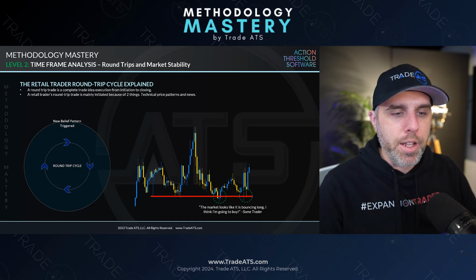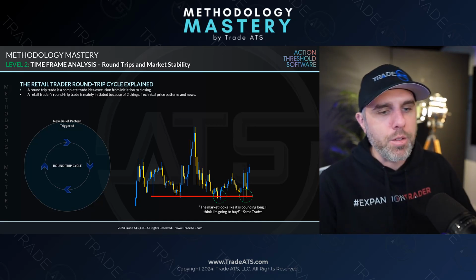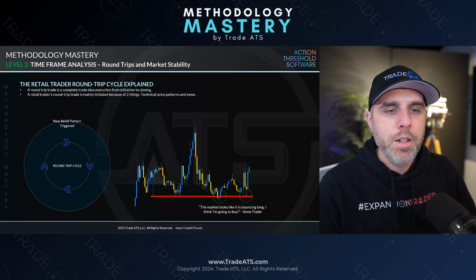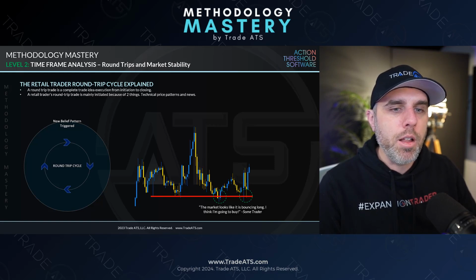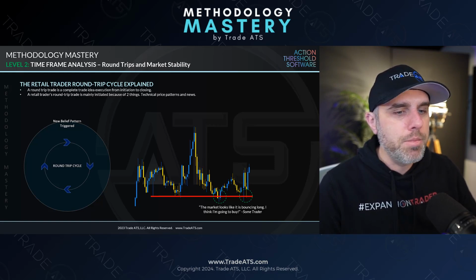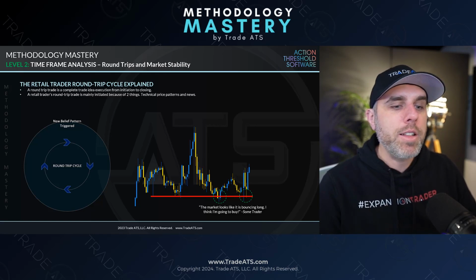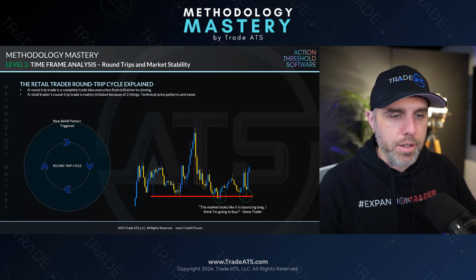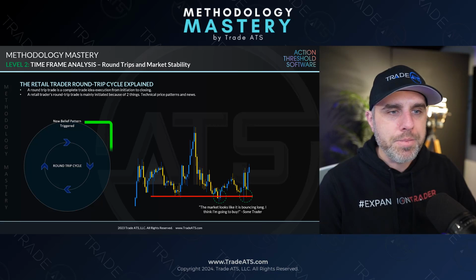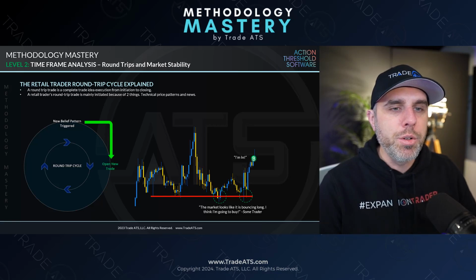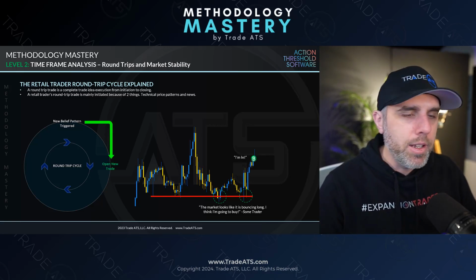Everything starts from a new reason to buy or sell, right? In this case, looking at the words here, the market looks like it's bouncing long. I think I'm going to buy, some trader once said, right? So that's enough to trigger a new belief pattern in them. Cool. So they buy. That goes to them actually buying.